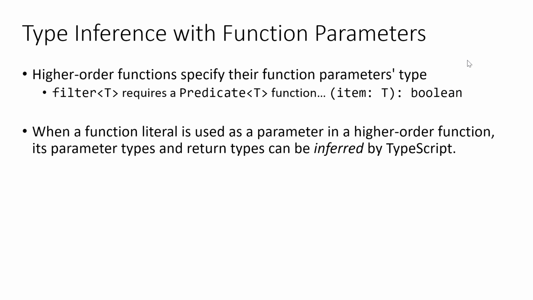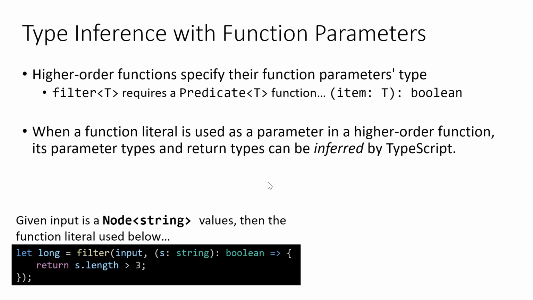And so when a function literal is used as a parameter, as we just saw, TypeScript can infer the parameter types and the return type of that literal. Right? We don't have to write those explicitly out because it's embedded in the knowledge of where we're using it and in the context of how we're using it, right? When we define a function literal in the context of filter, we know that it has to be a predicate, so we already know what its parameter type and return type must be.